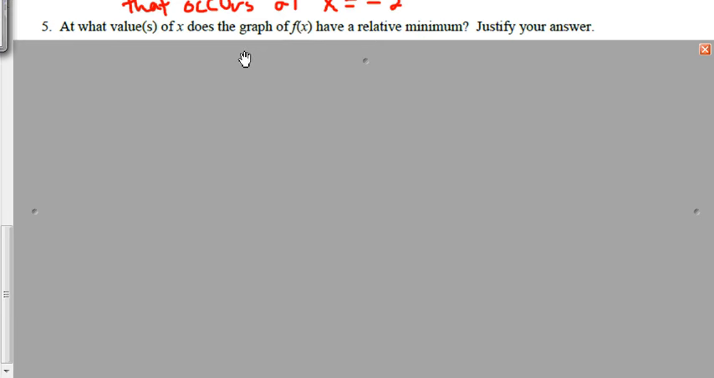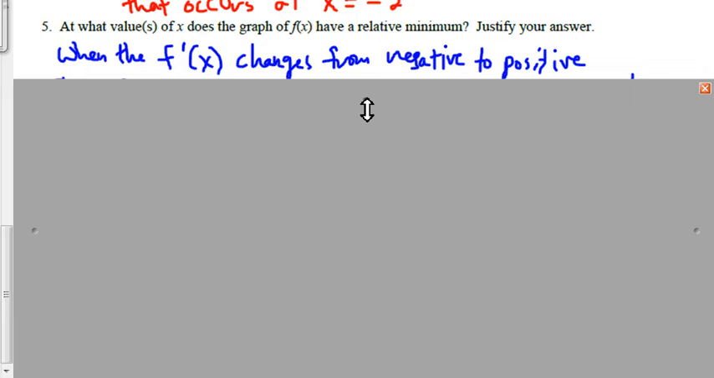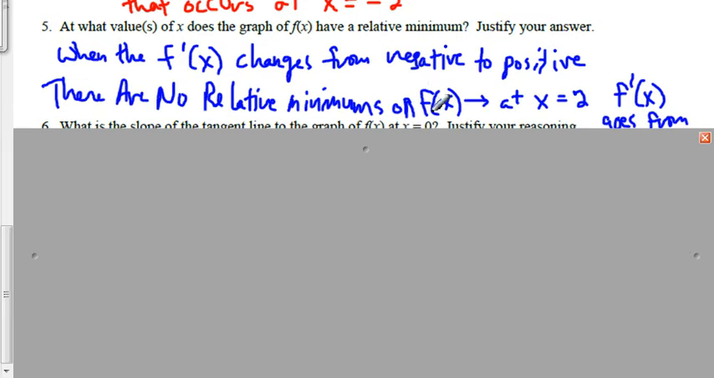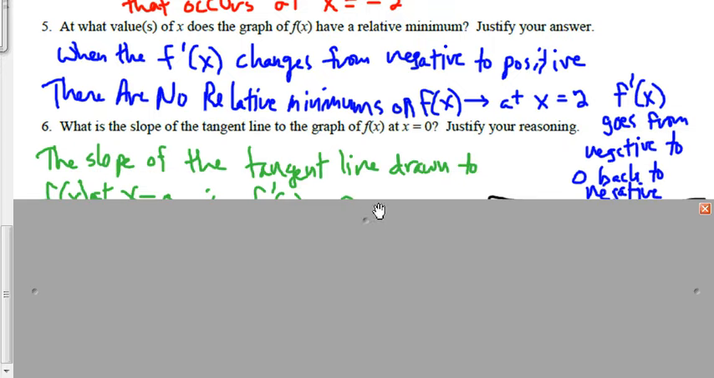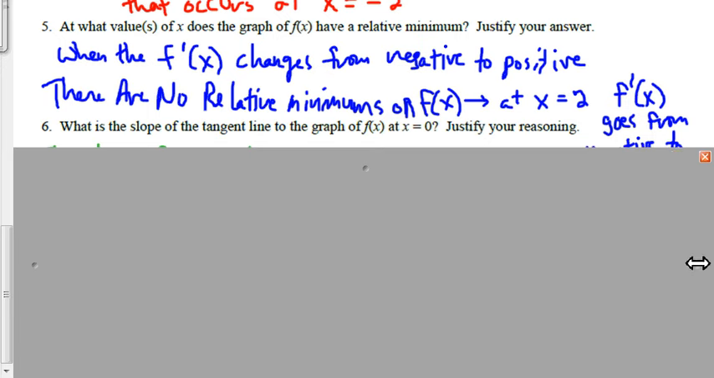All right, taking a look at number 5. At what value of x does the graph of f of x have a relative minimum? Well, I skipped 4, but let's do minimum first. Minimum means it has to go from decreasing to increasing, so negative to positive, and there are no relative minimums on f of x. At x equals 2, the derivative is 0, but we go from negative to 0 back to negative. Sorry about that. Let's go back up to number 4.